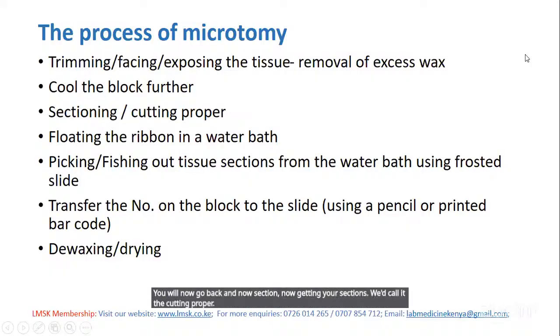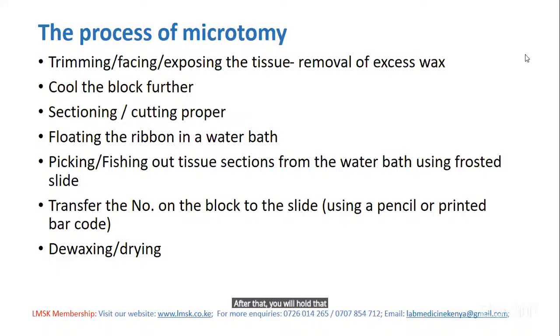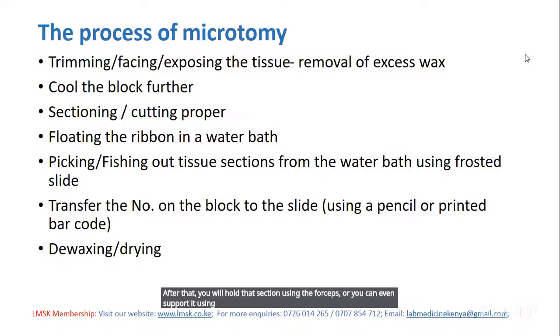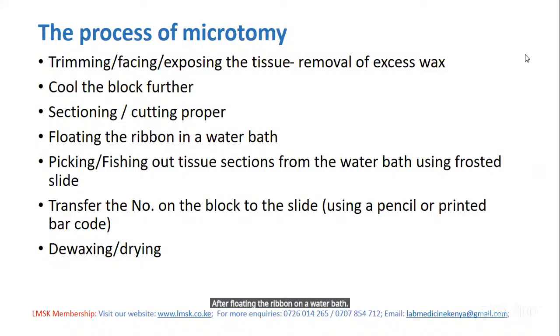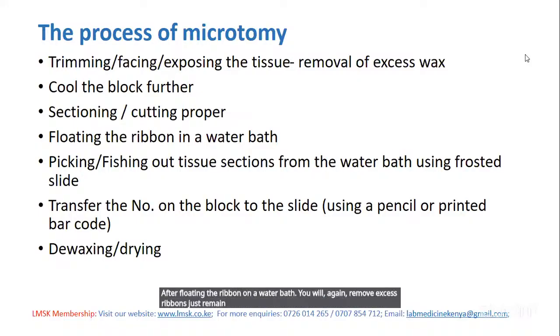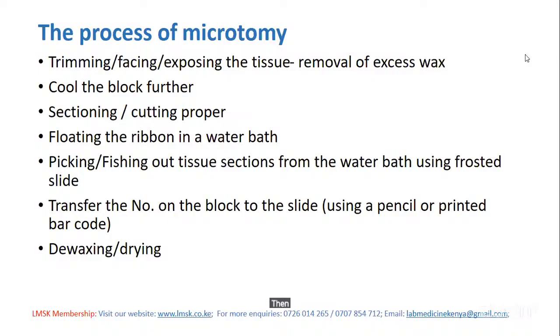After that, you will hold that section using forceps, or you can even support it using an applicator stick. Then you float the ribbon in a water bath. After floating the ribbon, you will again remove excess ribbons and remain with around 2 sections. Then you fish the tissue out of the water bath using a frosted slide. You can say, I'm picking or I'm fishing the tissues from the water bath.